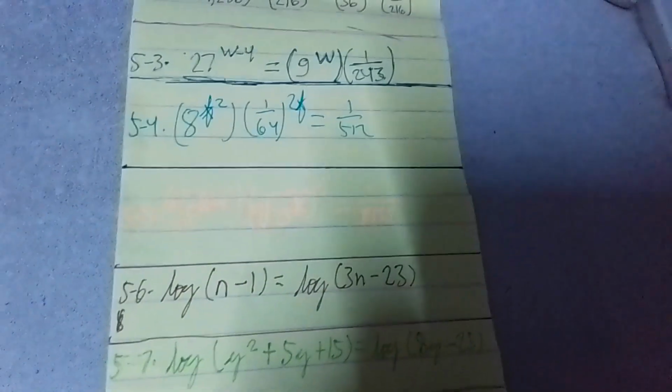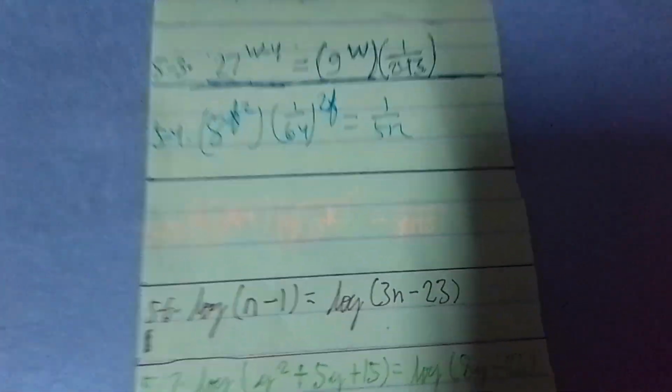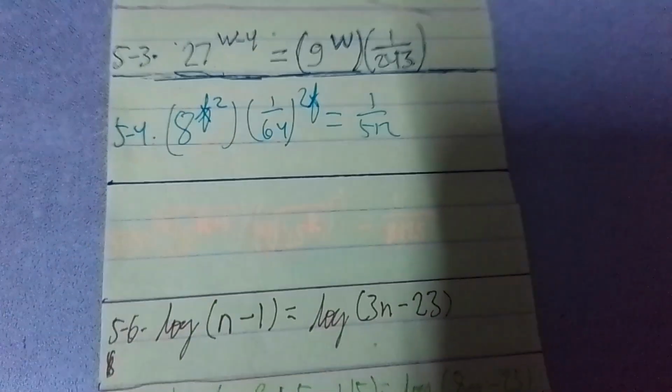So we have here log of n minus 1 is equivalent to log of 3n minus 23. What do you think is the value of n in this situation? The value of n is very easy for you to solve here. Do you know what to do here?